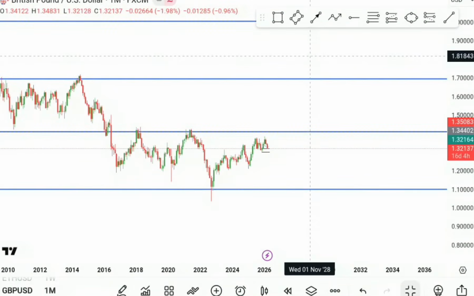GBPUSD is currently dropping, but the real question is, why is the price selling? In this video, I'm going to show you the exact price structures I saw on the higher time frame that made me expect the sell move on GBPUSD.